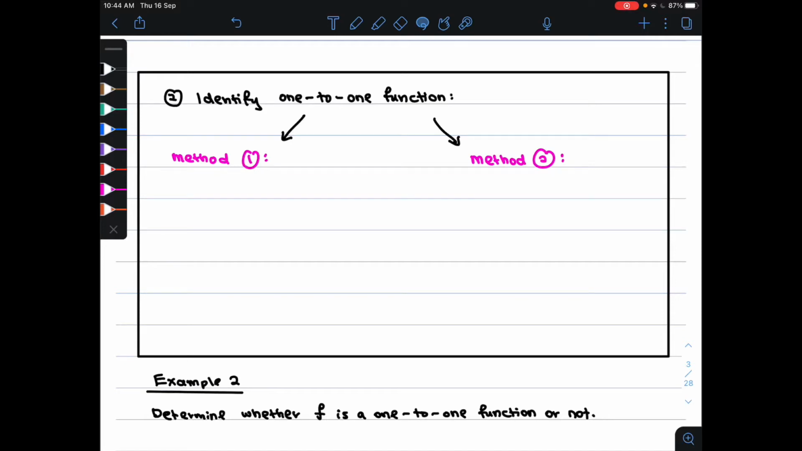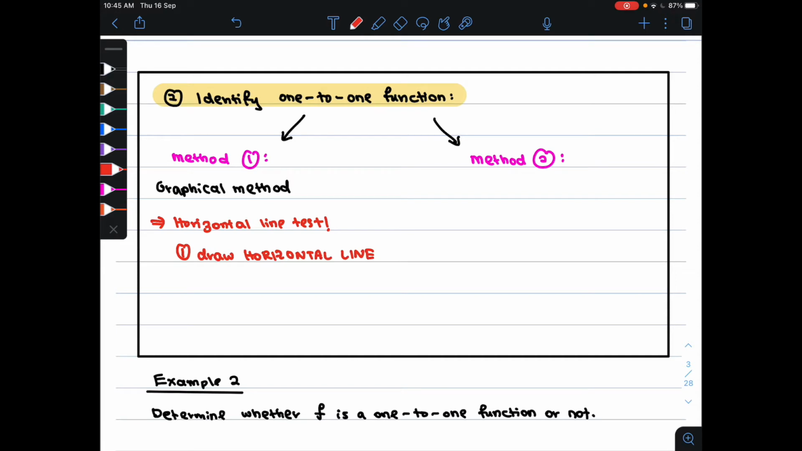This is the second part of 5.1 functions. So, how to identify a one-to-one function? We have two methods here. The first method is called graphical method. And we can do this by using horizontal line test.